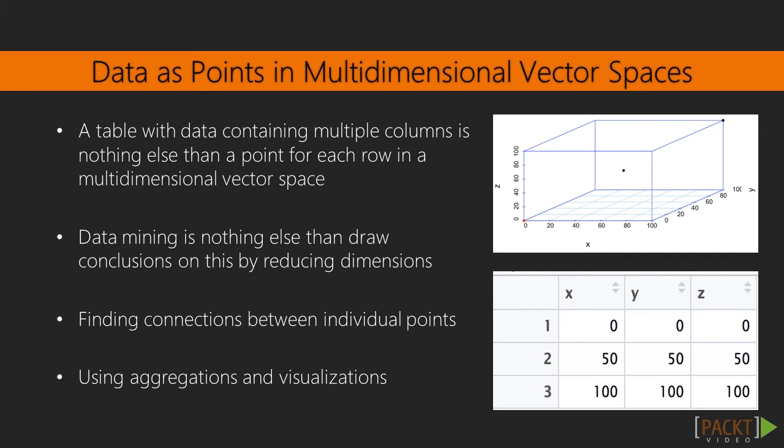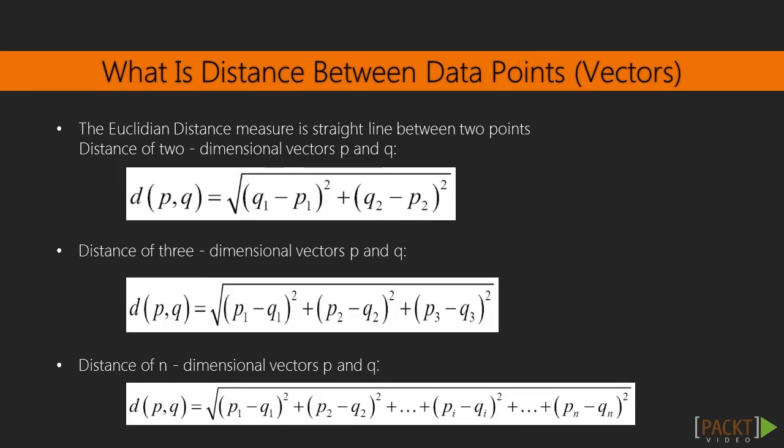We use aggregations and visualizations for doing so. So since we have seen that data is nothing else but point clouds in a multidimensional universe, we can also measure distance between them. So in 2- or 3-dimensional space, this is simply a line. But how do we do this in higher dimensional space?